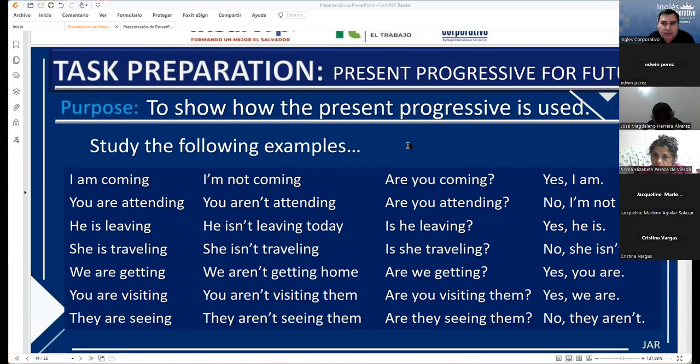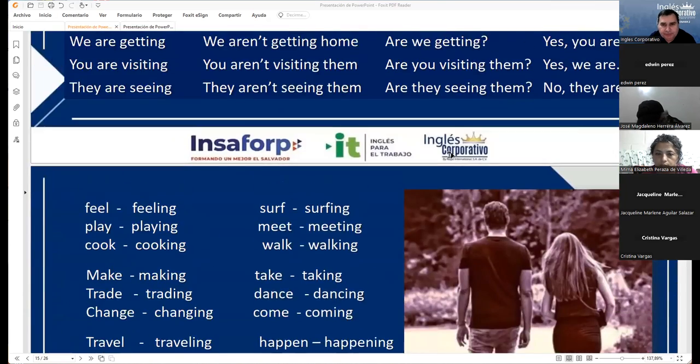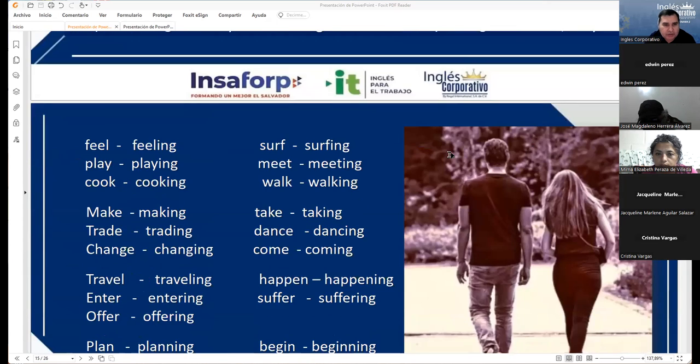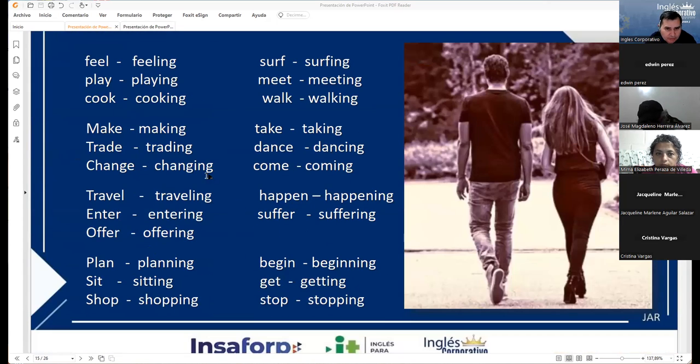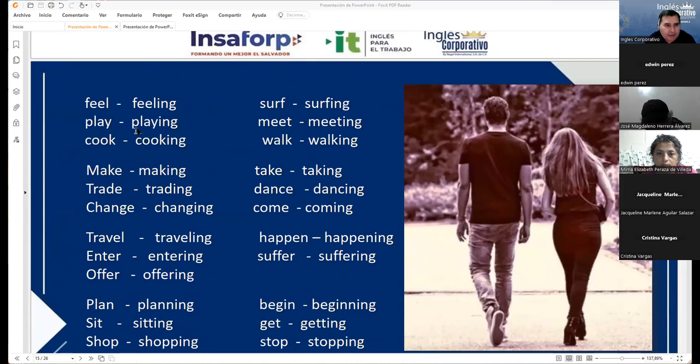No tiene tiempo. ¿Cuál es la diferencia entre el que es para el futuro y el que es para el presente? La expresión de tiempo. Se usa igualito, pero la expresión de tiempo es diferente. Check over here. Say like this. This is only the introduction. For the spelling. Es el deletreado, el spelling.